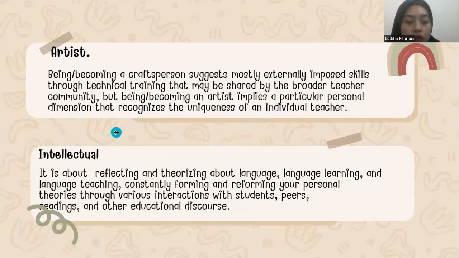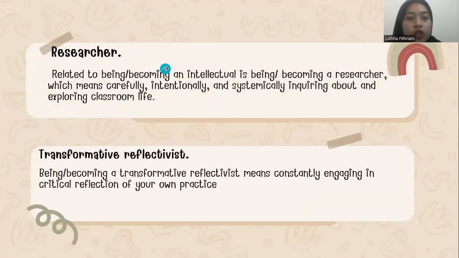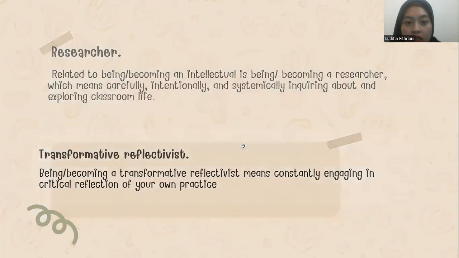The next is intellectual. It is about reflecting and theorizing about language, language learning, and language teaching, constantly forming and reforming your personal theories through various interactions with the students, peers, readings, and other educational discourse. Researchers. Related to being an intellectual is being a researcher, which means carefully, intentionally, and systematically inquiring about and exploring classroom life. Transformative reflectivist. Becoming a transformative reflectivist means constantly engaging in critical reflection on your own practice.